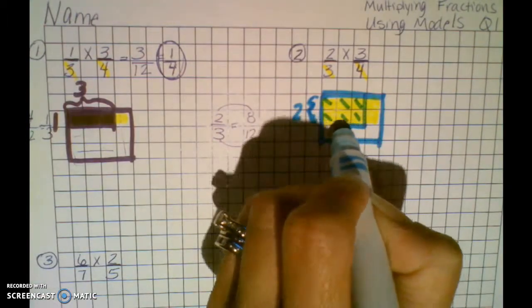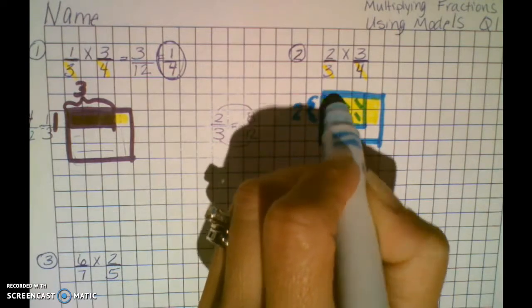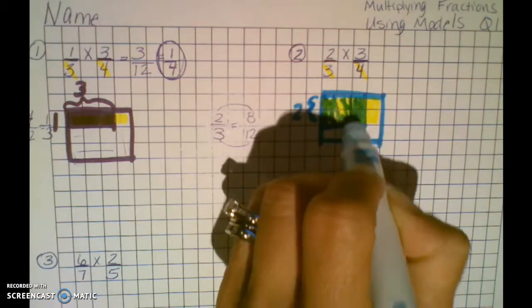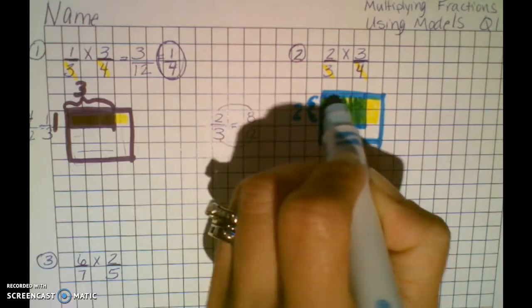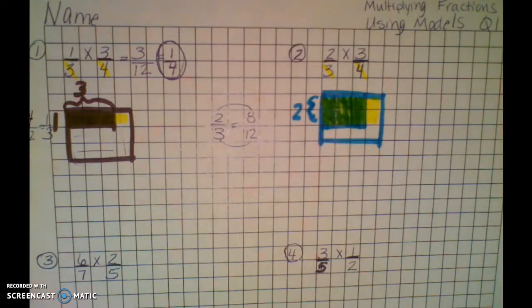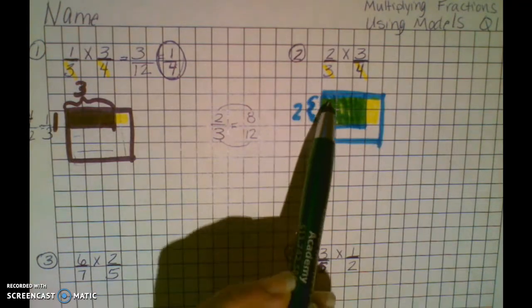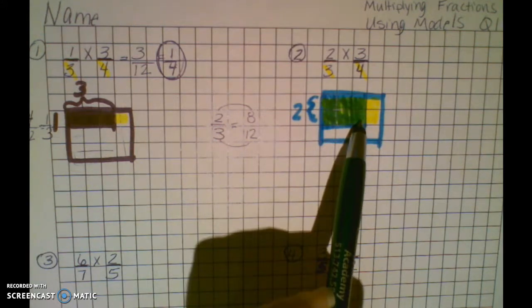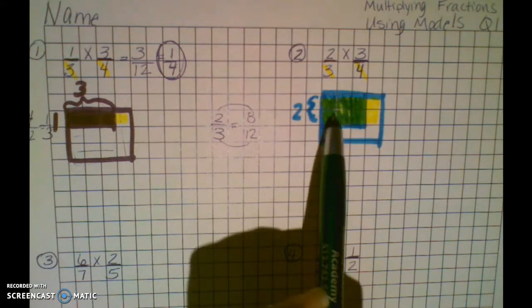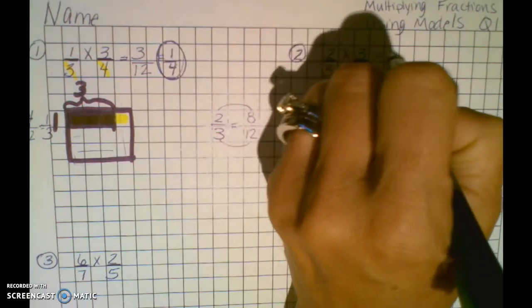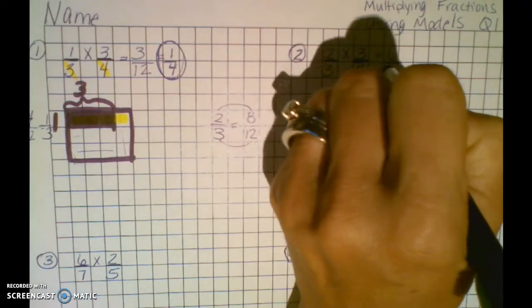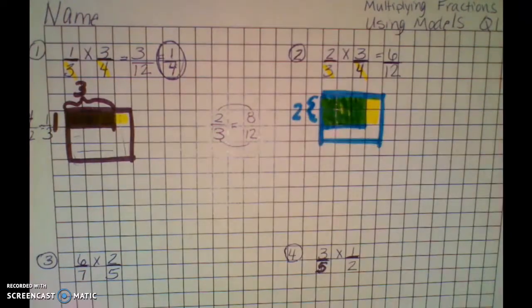And so if we look here, the pieces I've taken, how many of the whole have I taken? Let's count them. 1, 2, 3, 4, 5, 6. So I have taken 6 pieces out of 12.